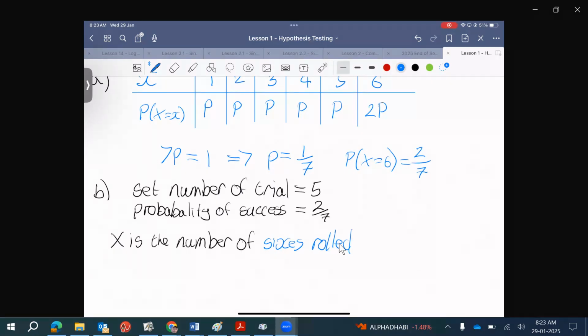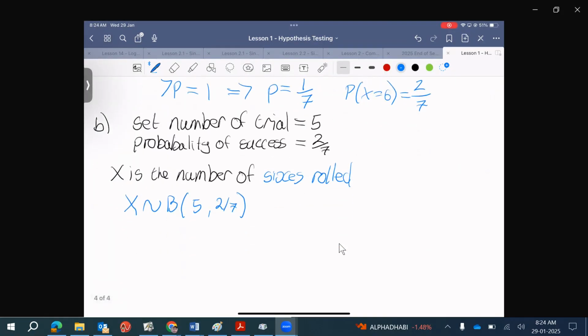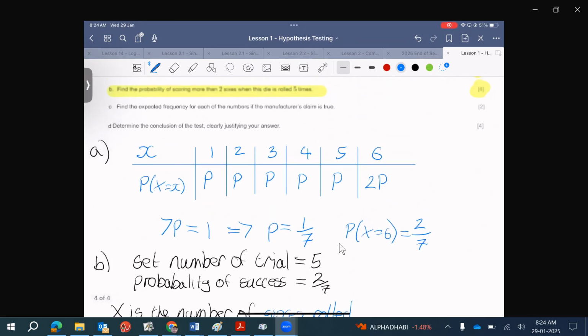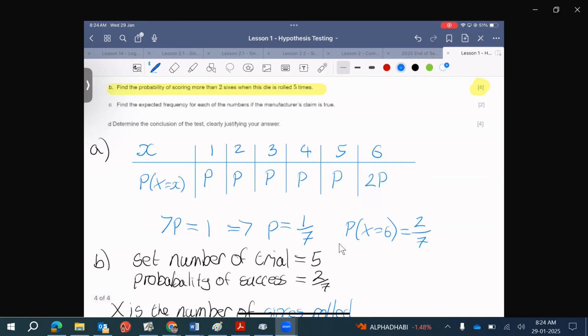So we say that X is distributed binomially, and then we need the 2 parameters, which would be 5 and 2 over 7. This is our probability distribution. That's how we define the probability distribution. We want the probability that this X is greater. Let me just read the question again. We want score more than 2 6s.